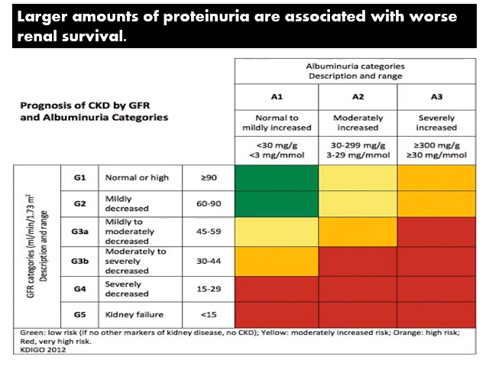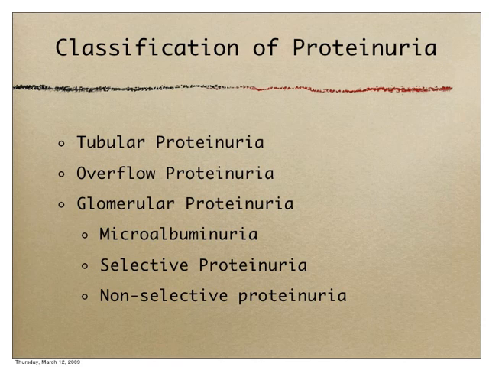The more severe the grade of proteinuria, the higher risk of poor renal survival. So it shows that when albuminuria is more severe in A2 and A3, the renal outcome will be worse, or the renal survival will be worse. Proteinuria is classified according to its origin. Is it glomerular proteinuria? Or is it tubular proteinuria? Or is it overflow proteinuria?